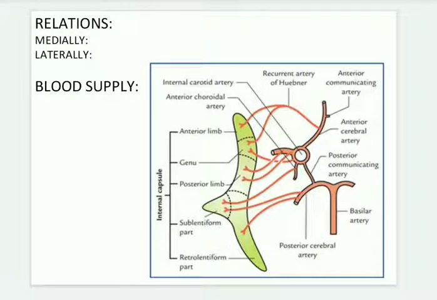Next comes your blood supply. Your anterior and posterior limbs are supplied by the middle cerebral artery, whereas your genu is supplied by branches of the internal carotid artery and branches of the posterior communicating artery. And the sublentiform part is supplied by a branch of the anterior choroidal artery and branches of the posterior cerebral artery. Your retrolentiform part is supplied by branches of the posterior cerebral artery. So, this is the blood supply of your internal capsule.